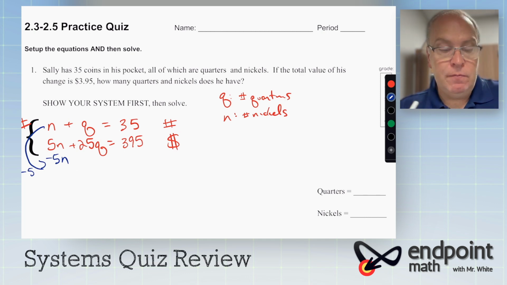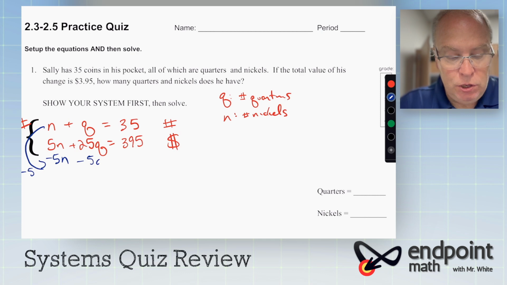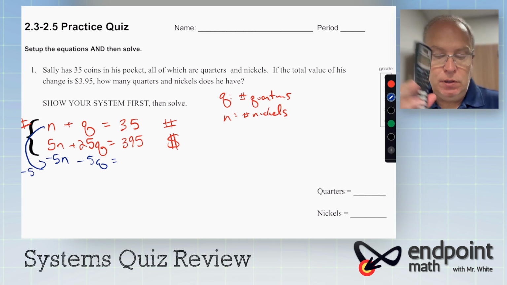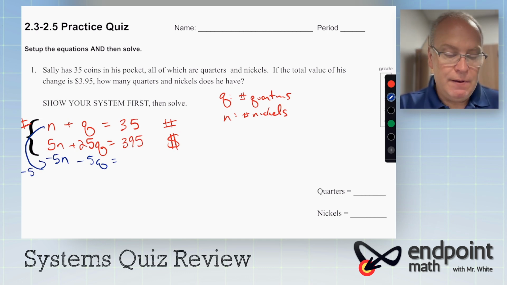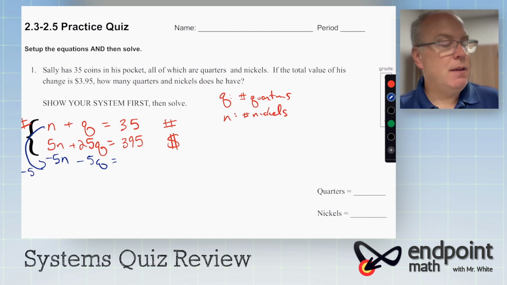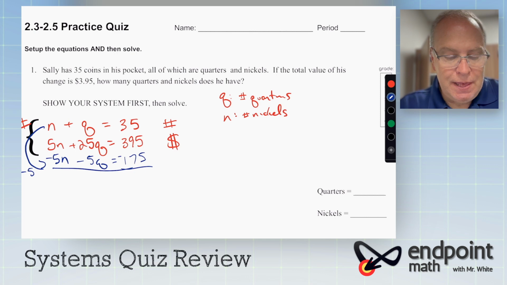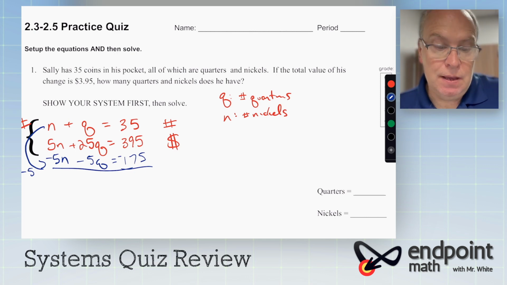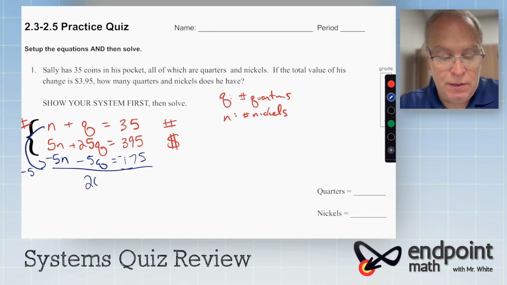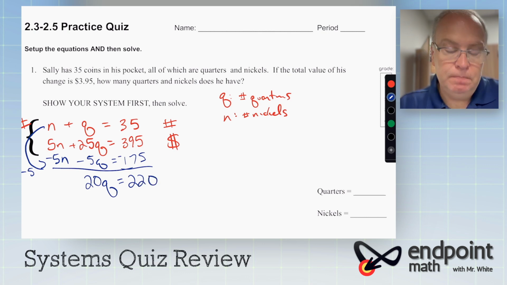I'm going to multiply everything by -5, so -5q equals, and we take our handy dandy calculator here, and we take 35 times 5, which is 175. It should be negative. We then add the two equations together. That's part of what the elimination method is. 20q equals 220. So q equals 11 quarters.